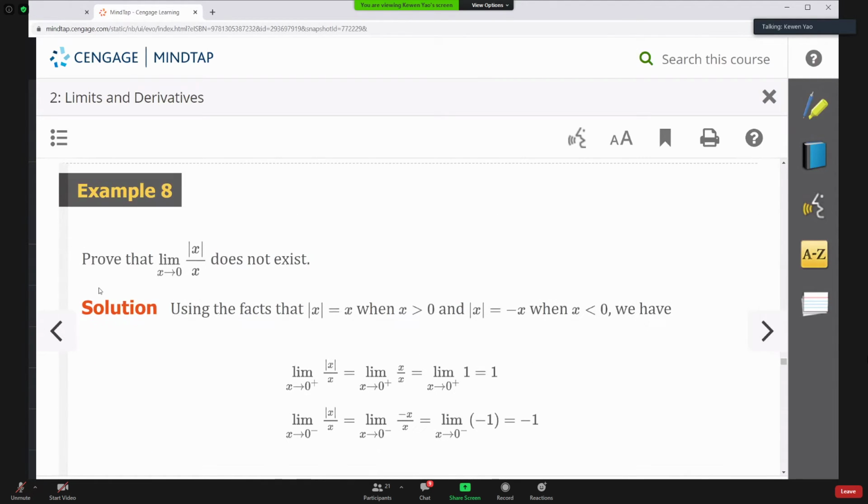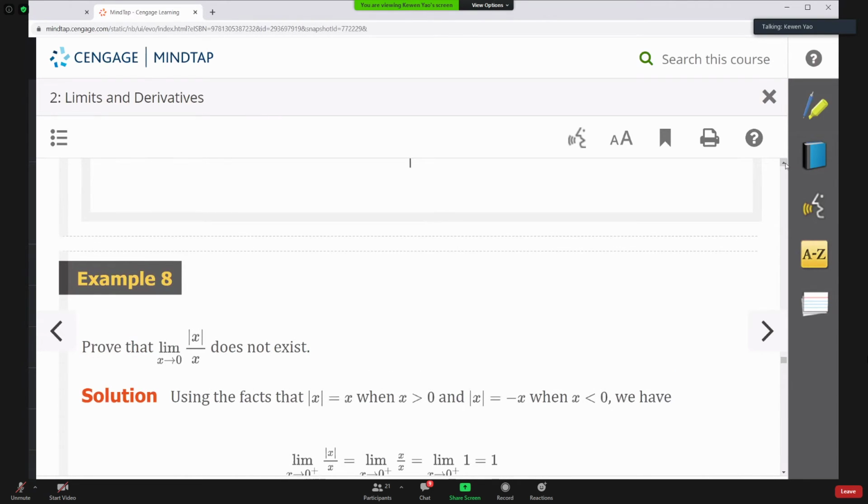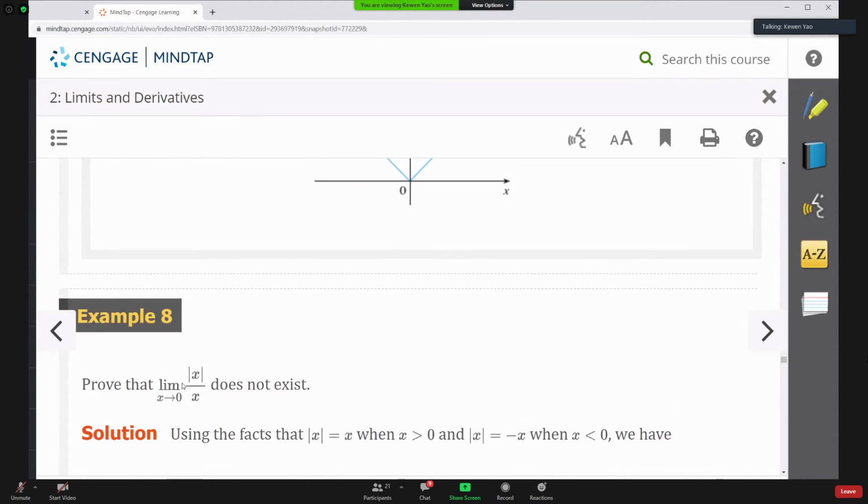Now do this. Show that this limit does not exist. Please do it by using the right limit and the left limit. Do it by yourself. Do not look at the answer. This is number 8 in this section. Show that the limit of absolute value x over x as x approaches 0 does not exist. Show it, please.